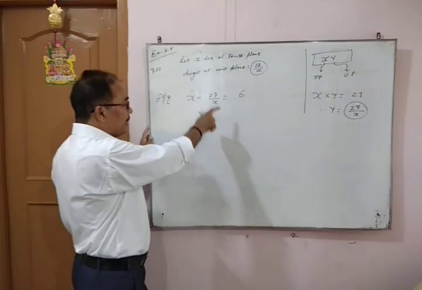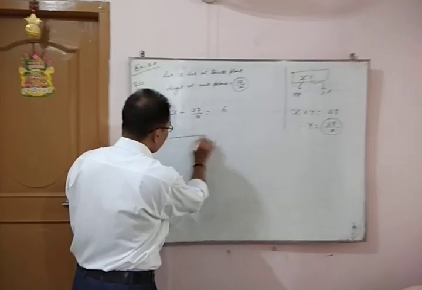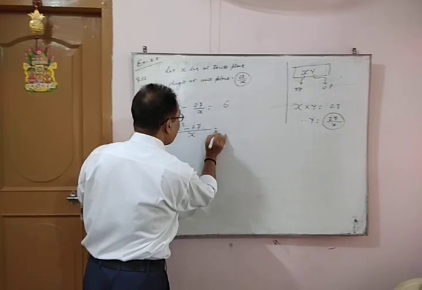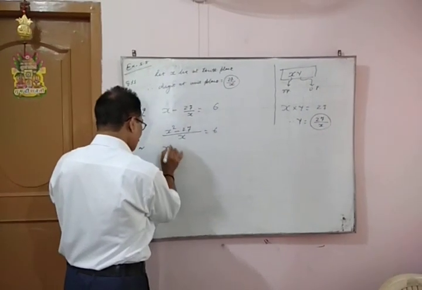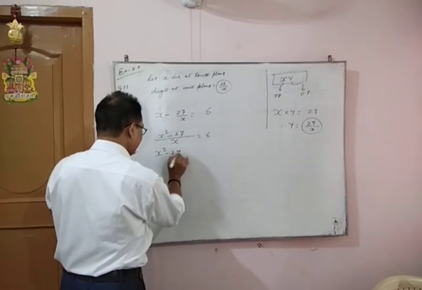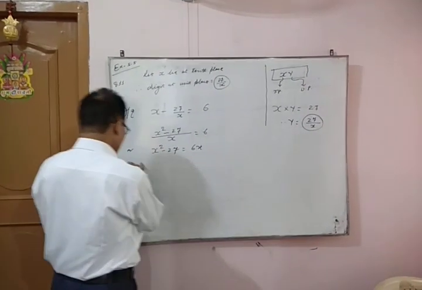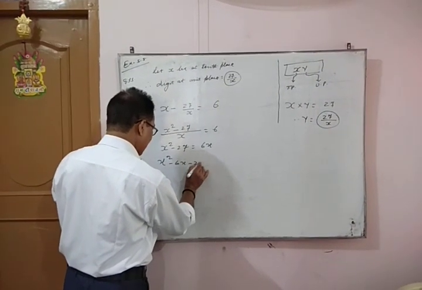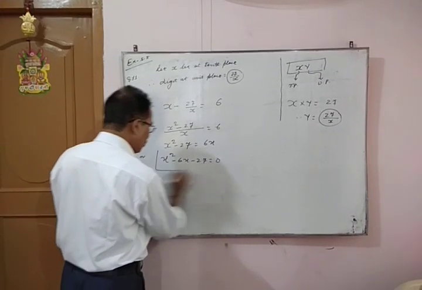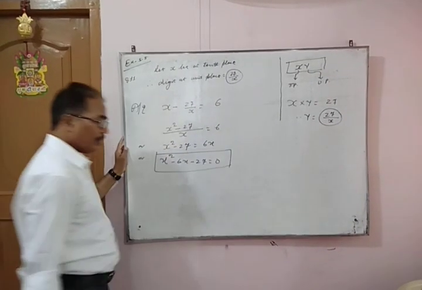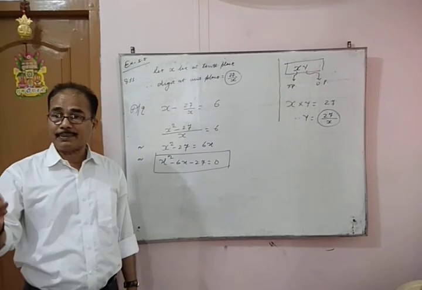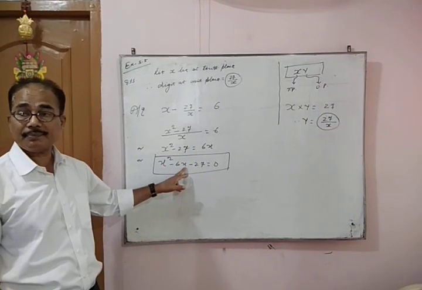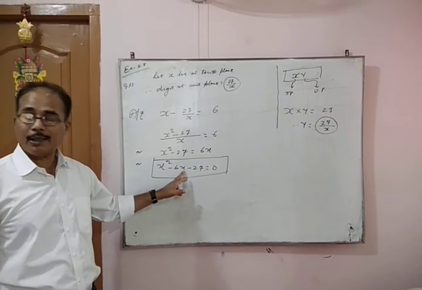Simplify it and you will get a quadratic equation. Suppose this is your x square minus 27, that is equal to 6x, or x square minus 6x minus 27, that is equal to 0. This is your correct quadratic equation. Now the language of the question has been converted into the quadratic equation form. This is very important. This is the first step of the question.